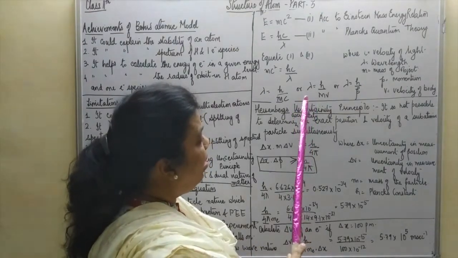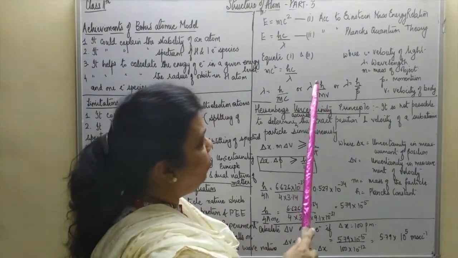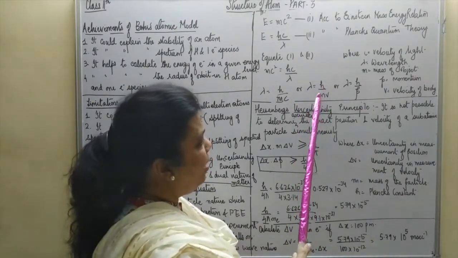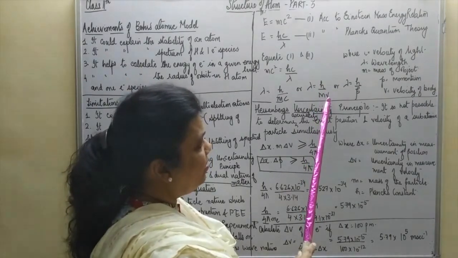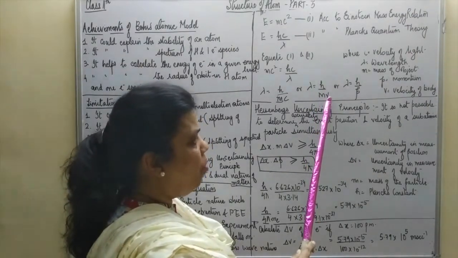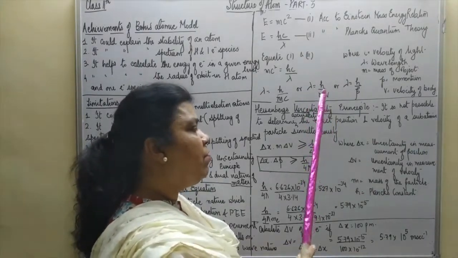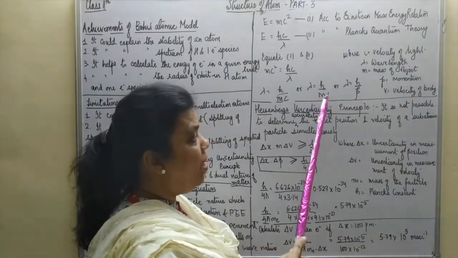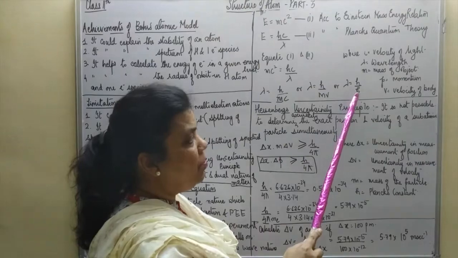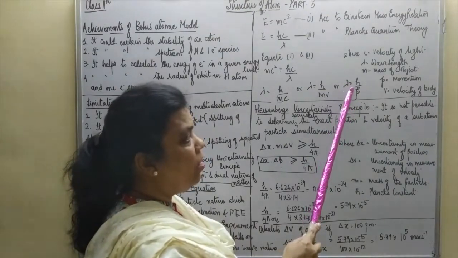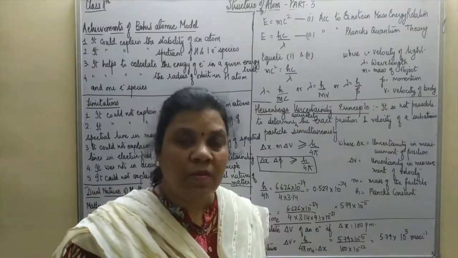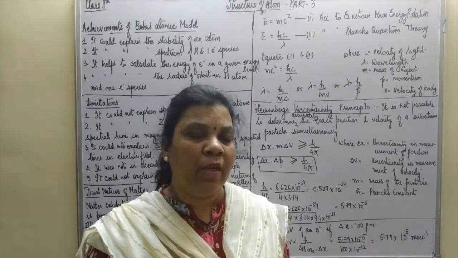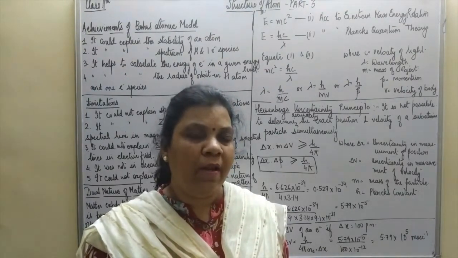In the same manner, if it is not in terms of light but any other object, we can replace c by v, so lambda equals h upon mv. Again, v stands here for the velocity of the object or the body. And since we know that the product of mass and velocity is linear momentum, instead of mv we can write p. So the expression becomes lambda equals h upon p. So this is all about the relation given by de Broglie related to the dual nature of matter.